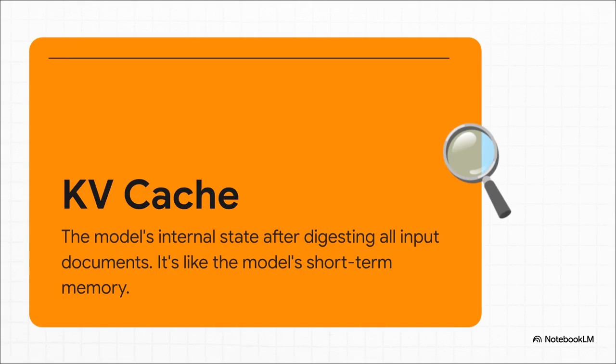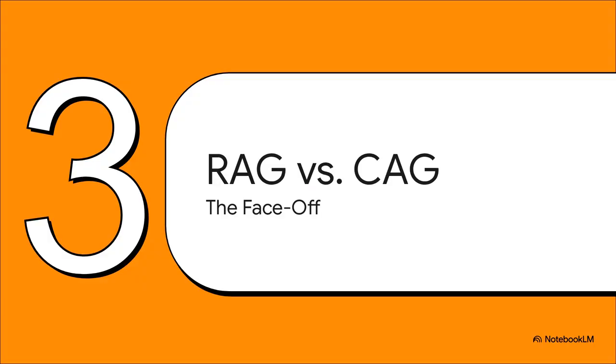So after processing this huge amount of information, the model does something really important. It creates what's called a KV cache. Now this is the secret sauce. The KV cache is like the model's super compressed, ready-to-use memory of all those documents. It has basically memorized all the key ideas and how they relate, which makes it instantly ready for whatever you throw at it.